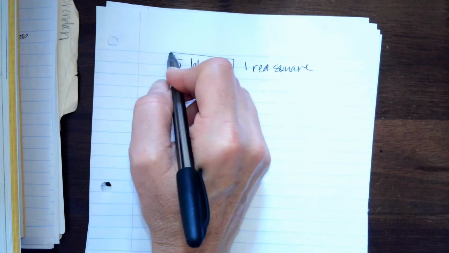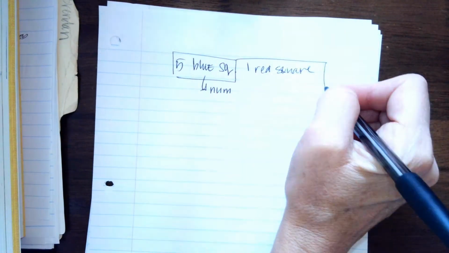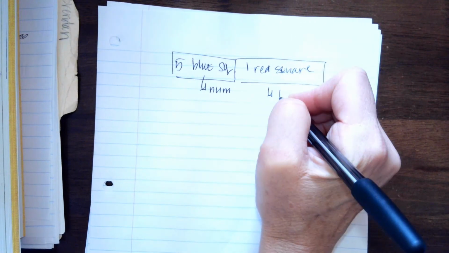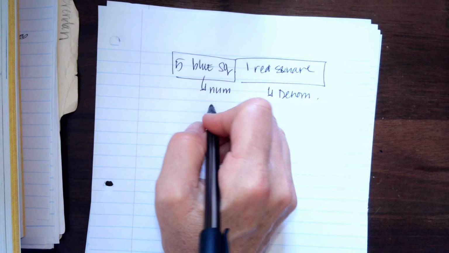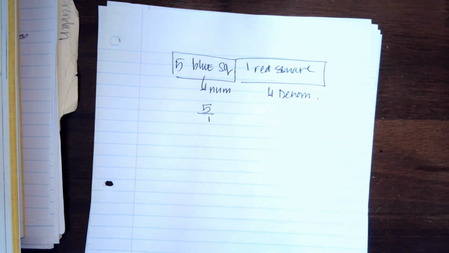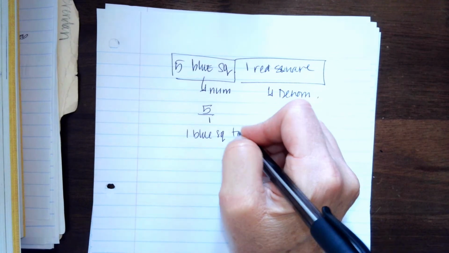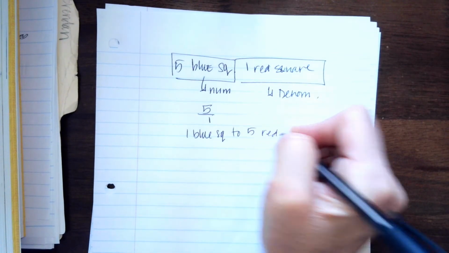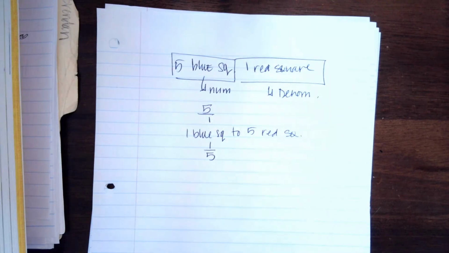So whatever they list first is going to become the numerator, and whatever they list second is going to become the denominator. So for this one, it's going to be 5/1. If they were to say 1 blue square to 5 red squares, then you would put 1/5. So the first thing goes first.